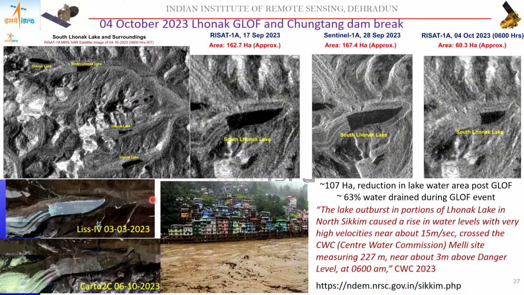And in the same way we can also monitor mountain hazards, for example GLOF. On 4th October 2023, we had this landslide triggering, and there is also calving of ice in the lake, due to which there is a breakage of the lake, causing huge damage in the downstream area. So both, this is the optical data pre and post, and this is the radar data.